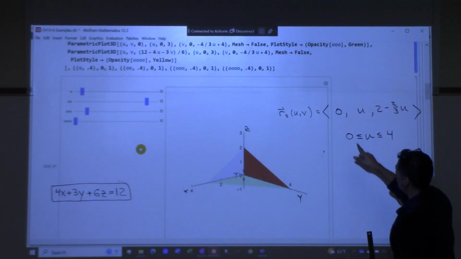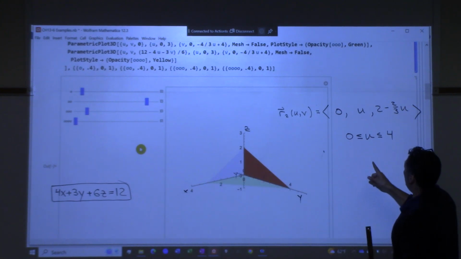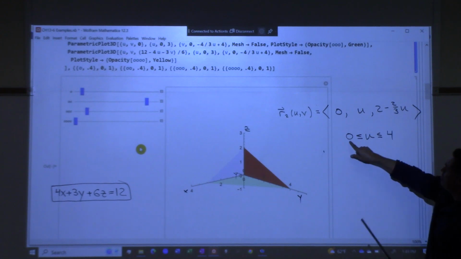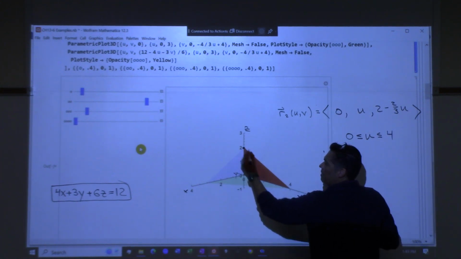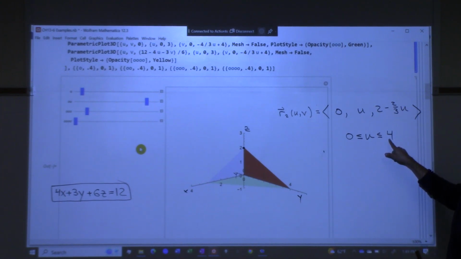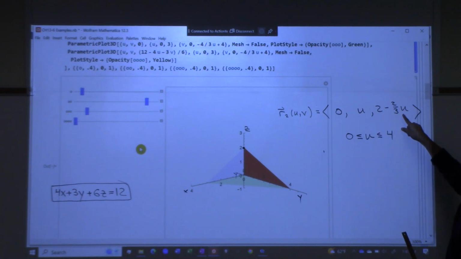What you're doing here is saying that x is 0, right? Now let's start with u being 0. If u is 0, you would have 0, 0, 2, so that's this point right here. Now let's let u be 4. If u is 4, you get 4 for the y, and then 4 here would give you 8/3. What should it be? That should be 0, I want it to be 0, don't I?